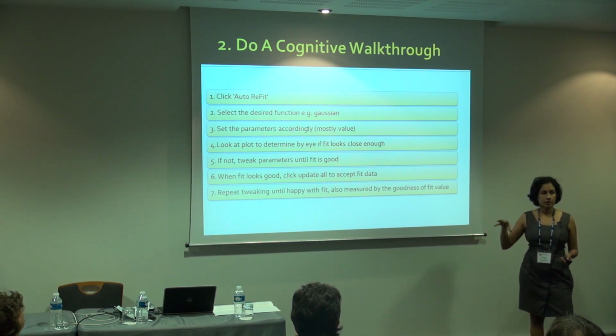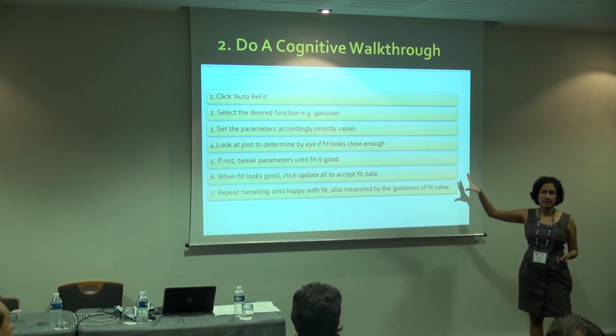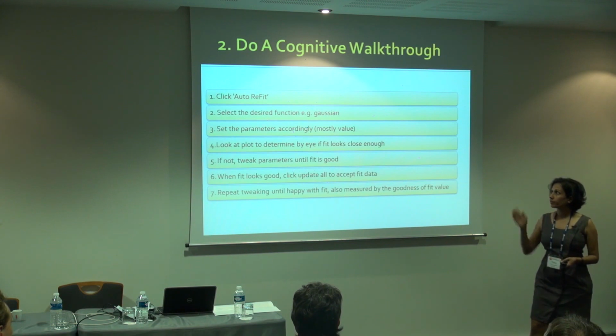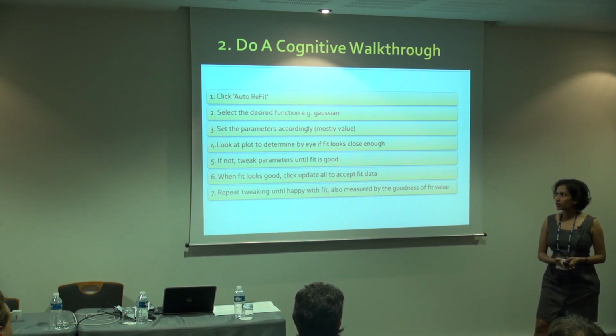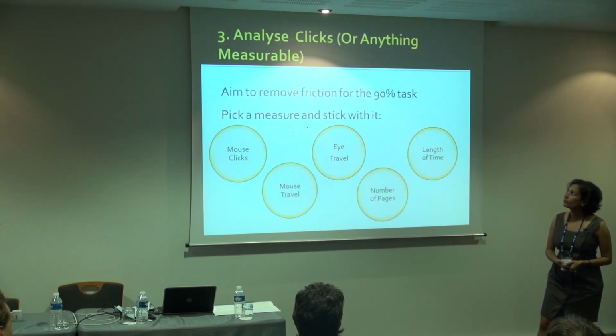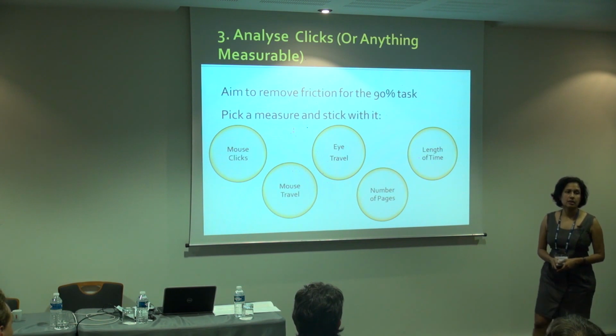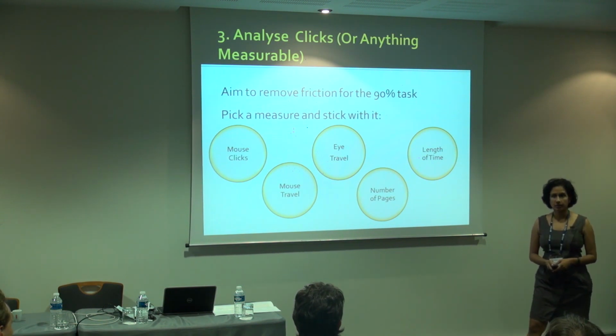And it's really important that you agree on these steps, and they cover the main things, because all the rest of this flow will be optimizing this. So whatever you decide is the main task, you're going to have a tool that's optimized for that. So you really want to get that right. We'll go into this in more detail, so I'm not going to read them out. Okay, then step 3 is to analyze clicks or something measurable.